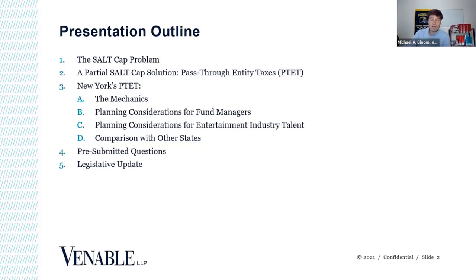Congress and Democrats, specifically in Congress, some of them are working to repeal the SALT cap for those who represent high income taxpayers, mostly in blue states.